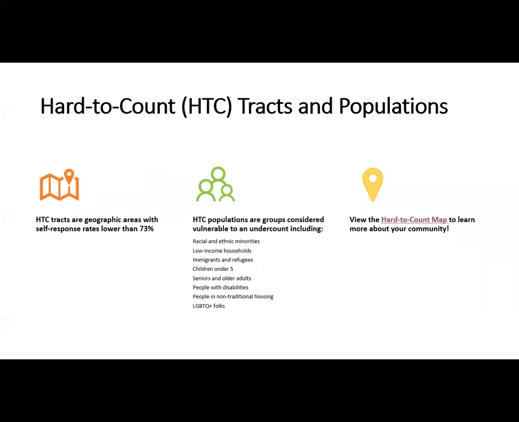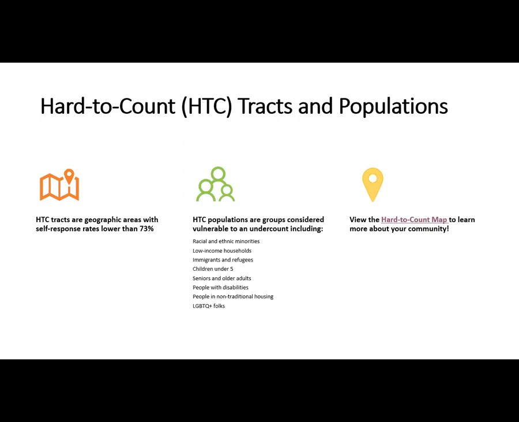As something that we want to keep in mind as we are helping to promote the census in our communities, and as we are working at a statewide level, is that there are populations and tracts, or parts of communities, that have been identified as hard to count. So hard to count tracts are geographic areas with self-response rates lower than 73%. That means those are places where they receive the mailing that says, fill out your census, and they ignore it until eventually somebody has to go out and knock on their door and ask them to take it.